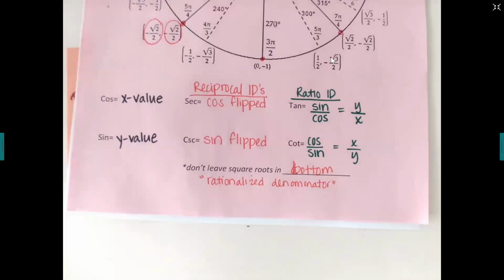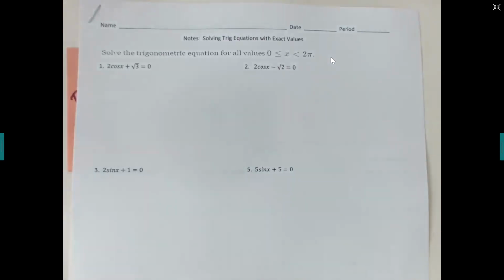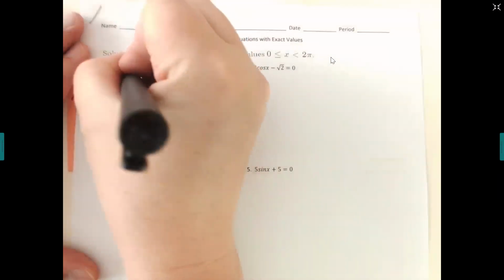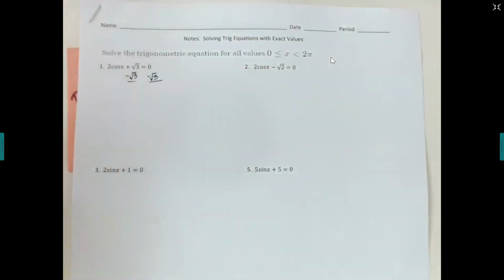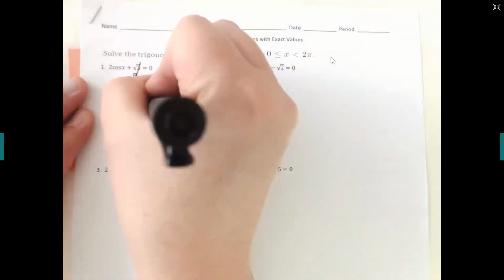Okay. So what do we need to do first? I bet you're gonna guess right on number 1. So it is added. How do we undo addition? Okay, good. So we're gonna minus √3 on both sides. And so 0 minus √3 would just be negative √3. Good so far? So we have 2 cosine x equals negative √3.